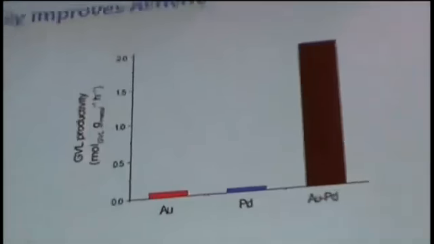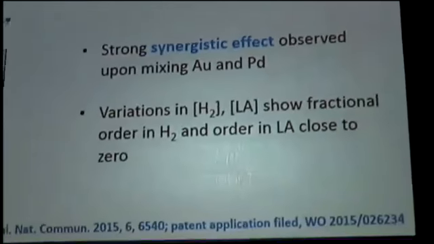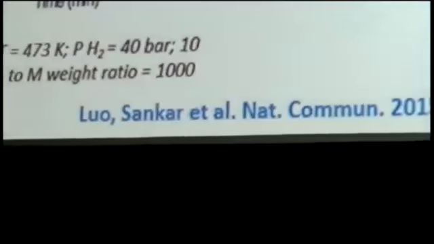If we then use gold palladium, we see a 27-fold increase in activity. We get to decent productivities, and we nicely and cleanly convert levulinic acid to valerolactone. So we see a strong synergistic effect upon mixing gold and palladium, and we actually turn two inactive components into an active nanoalloy. And the reason for that I will come back to later.